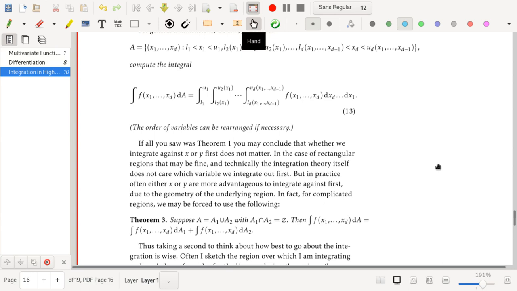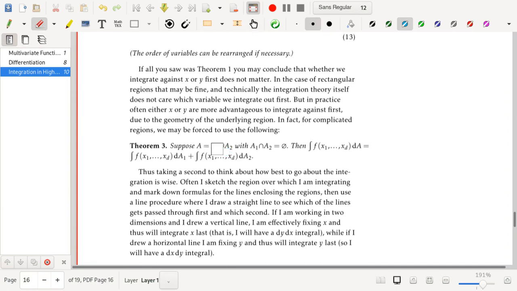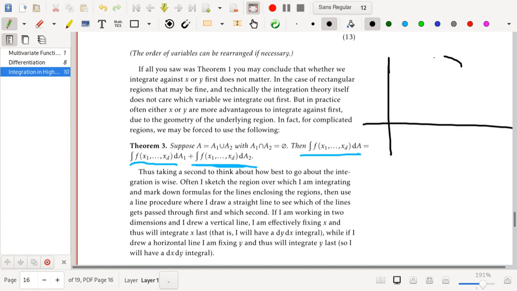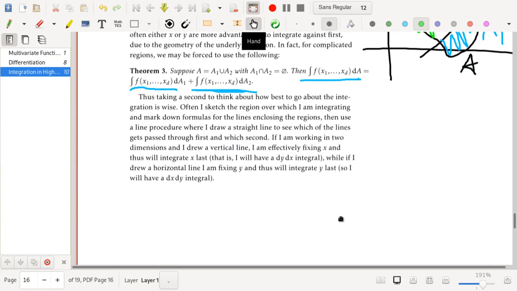Another thing you can do: let's suppose that you can write your region as the union of two disjoint regions. Then you could compute an integral over the region by computing the integrals over those two separate regions. So if you wanted to compute the integral over the region A, you could instead compute the integral over the region A1 and the integral over the region A2, and sum those two integrals to get the integral over the entire region A. And it might be necessary, if you didn't pick your region well, to have to do something like this, where you break up the region itself. But hopefully you choose your integral in such a way that you don't have to do something like this.